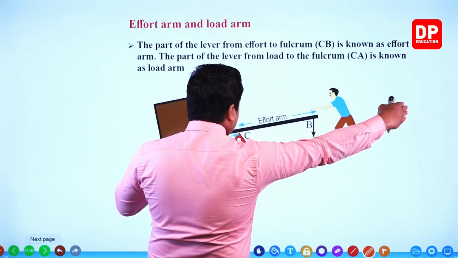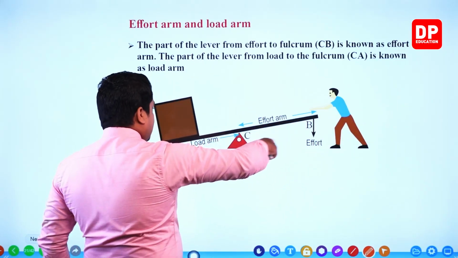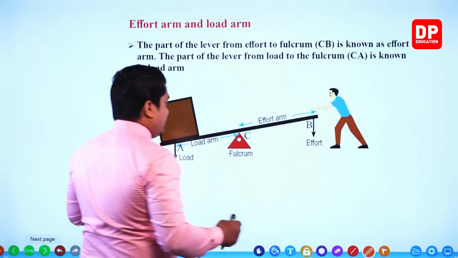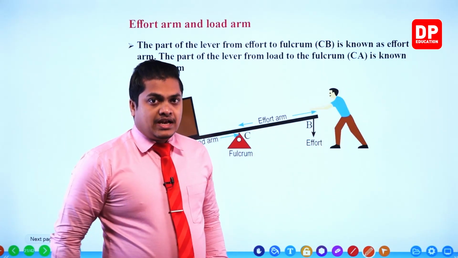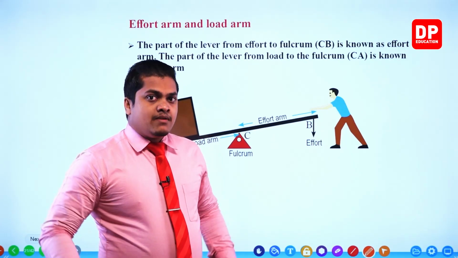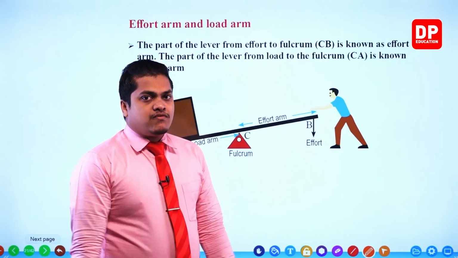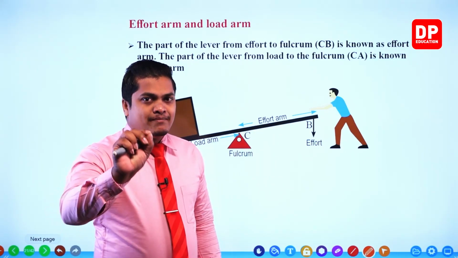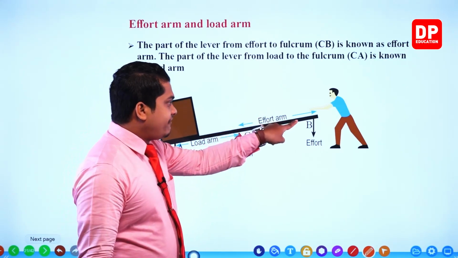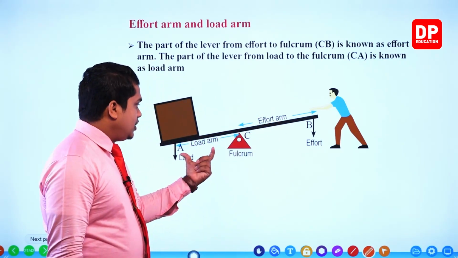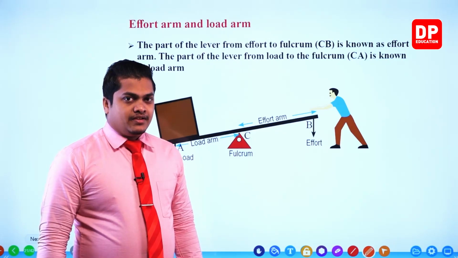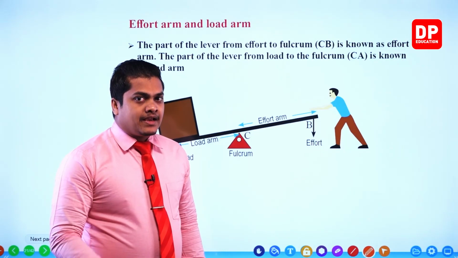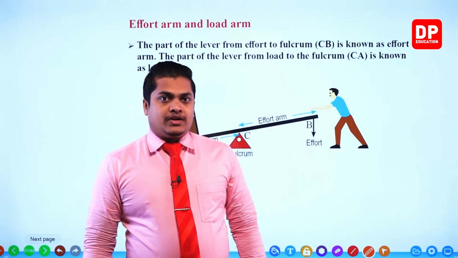When increasing this length, this is the effort arm. Can you remember? Right? When increasing this length, it's quite easy to utilize this lever. By applying very less amount of force, we can lift off that object. So lever is very beneficial when the effort arm is greater than load arm.